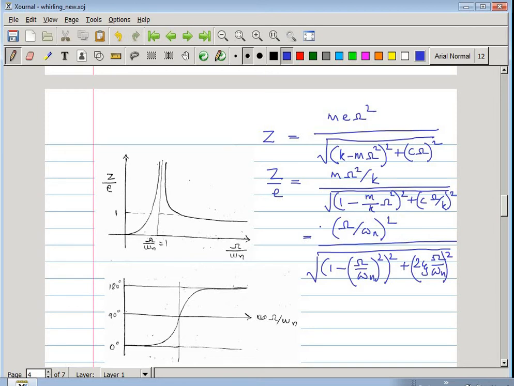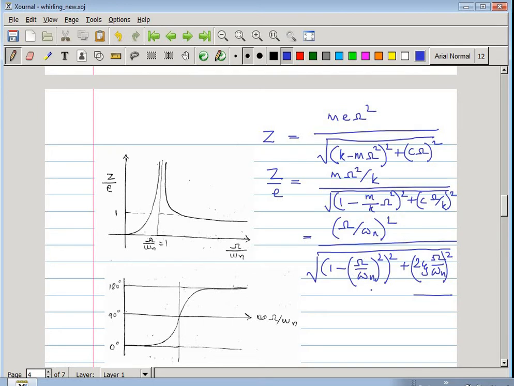If you forget about the damping for a while, then what happens? The highest amplitude occurs when omega by omega n, that is the rotational speed by the natural frequency, is equal to 1. Then the amplitude is highest. And when omega by omega n is 0, z by e is 0, and when it is very high, you can neglect the 1 against this omega by omega n square.